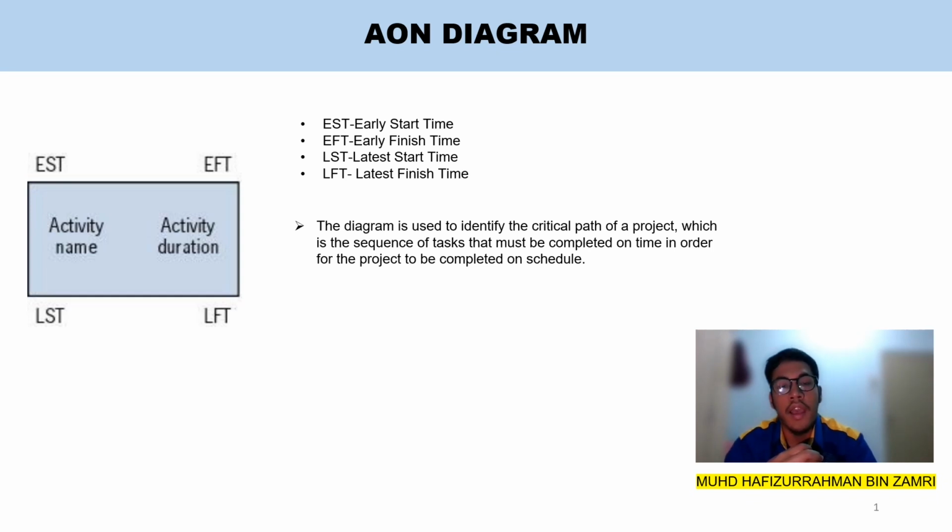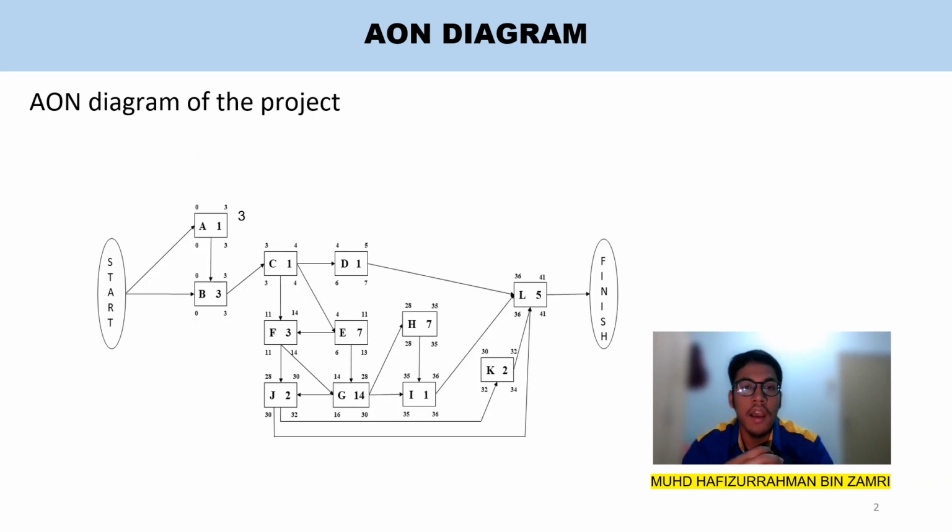So the AON diagram is used to identify the critical parts of a project, which is the sequence of tasks that must be completed on time in order for the project to be completed on schedule. So let's see the AON diagram for this project. Usually the AON diagram starts from the left to the right, starting with the start until the finish of the project.